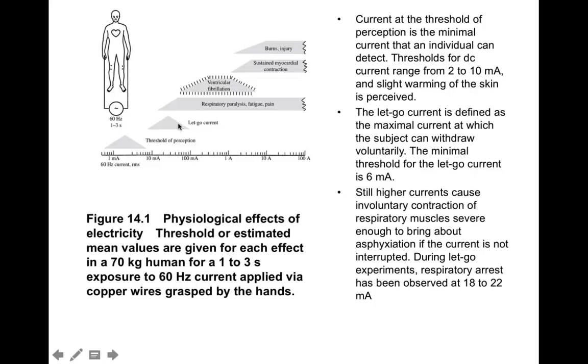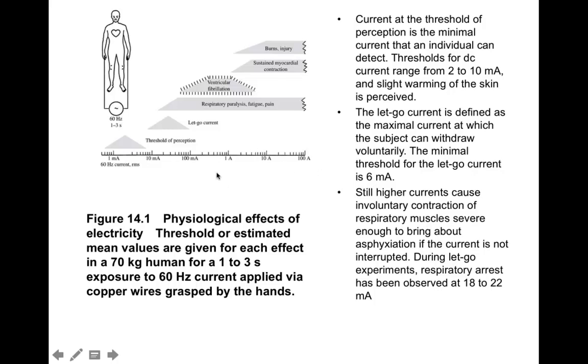The next part of the range is the let-go current. The let-go current is defined as the maximum current at which the subject can withdraw voluntarily. When you, especially on the hand, touch something that is electrically hot, it's going to cause a muscle contraction. And typically, if you touch something with the inside of your hand, it will contract around whatever it is you're clutching. And so voluntary withdrawal means that it is not so severe that you can't open your hand and let go of the object that's shocking you. So the minimum threshold for the let-go current is 6 milliamps.